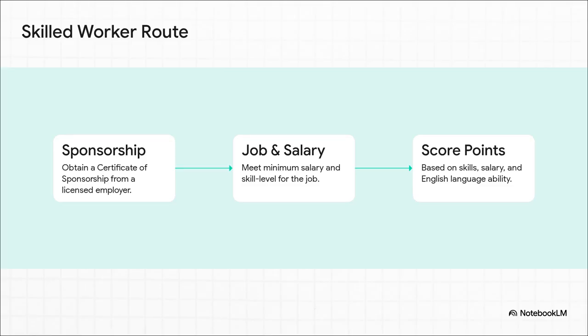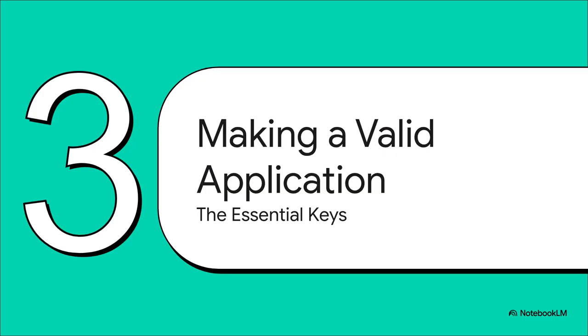Well, let's cut through the noise and look at one of the most common routes, the skilled worker. It seems complex, but it actually boils down to 3 key tests. Number 1, do you have a job offer from a licensed sponsor? 2, does that job meet the right skill and salary level? And 3, can you score enough points for things like your English skills? That's pretty much it.